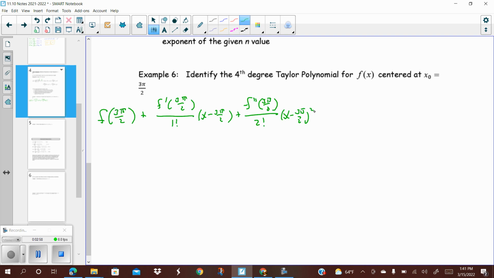Now, be careful here because this does say identify the 4th degree Taylor polynomial. 4th degree means that the x part has to be raised to the 4th power. It's not how many terms there are, it's the degree of the x. So we've still got a couple more terms to go here.